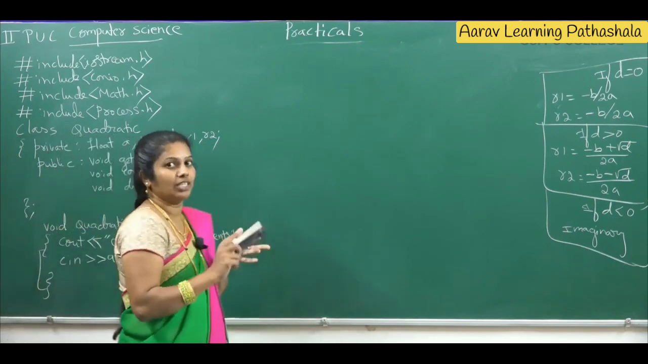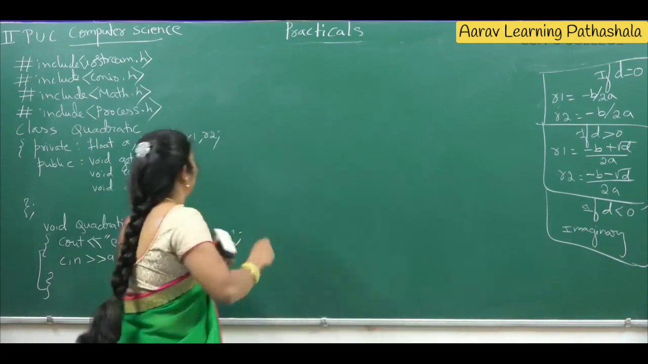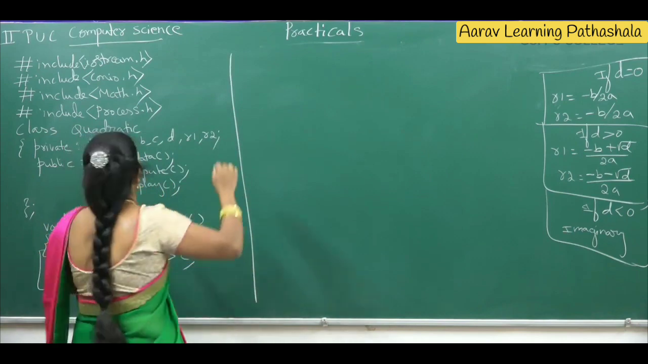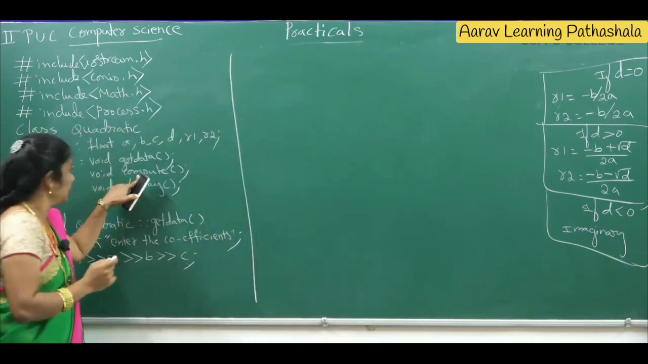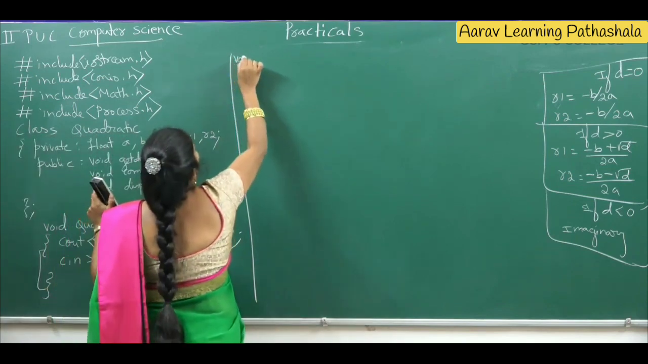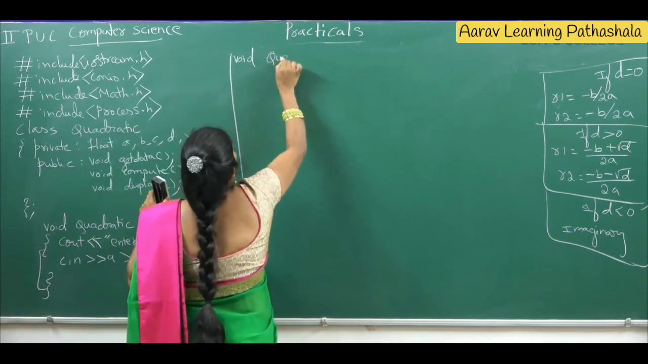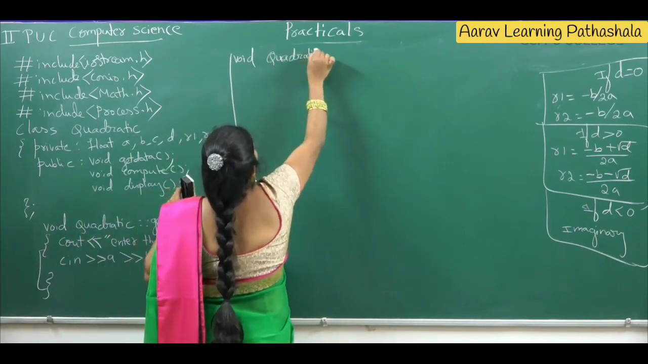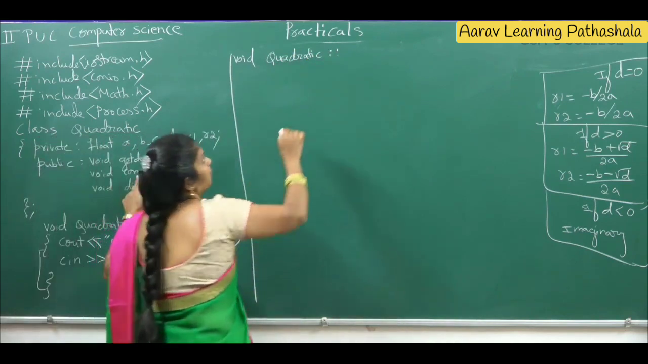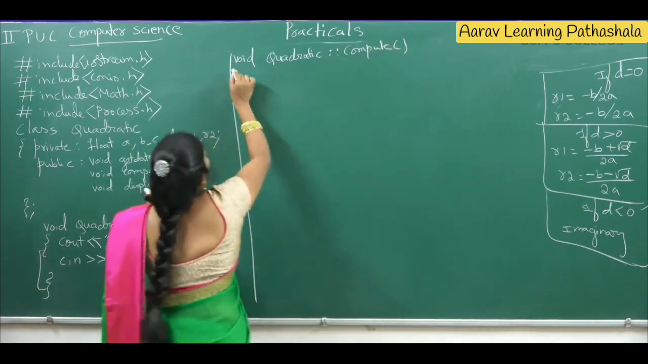Is it clear? We have 3 functions: one is getdata, one is compute, and one more is display. Here we have written the statements regarding getdata. Now next I am going to write the compute function. How to write the compute function? The return type is void, then the class name quadratic, then the scope resolution operator, and the function name compute.